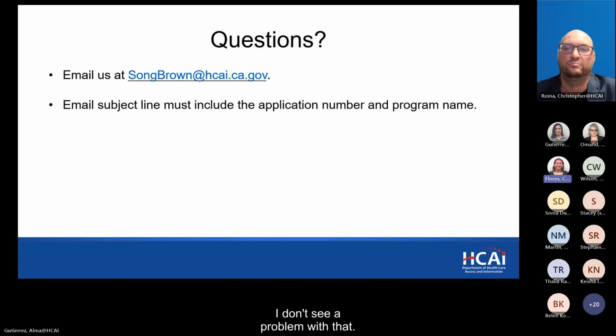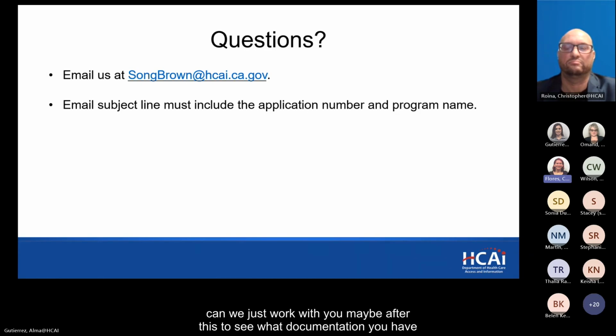I don't see a problem with that. The important part is the service term of the agreement is June 30th, 2024 through June 30th, 2026. Those are for sure the dates of service. So it sounds like you're going to get your approval far before then. But can we also, same as what Melissa was saying, can we just work with you maybe after this to see what documentation you have right now and make a plan for when we can expect the remaining documents?